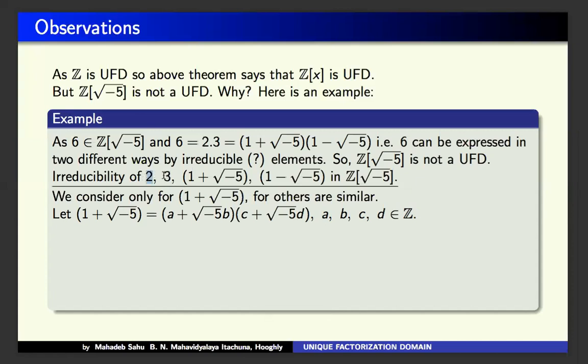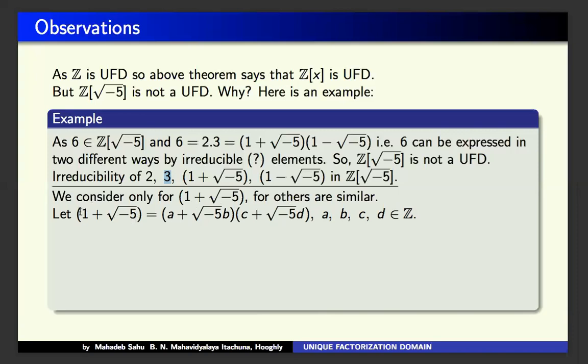2 and 3 are irreducible. You can easily know this from your previous concept. So we consider only 1 plus root minus 5. I'm writing it here; the others are similar.